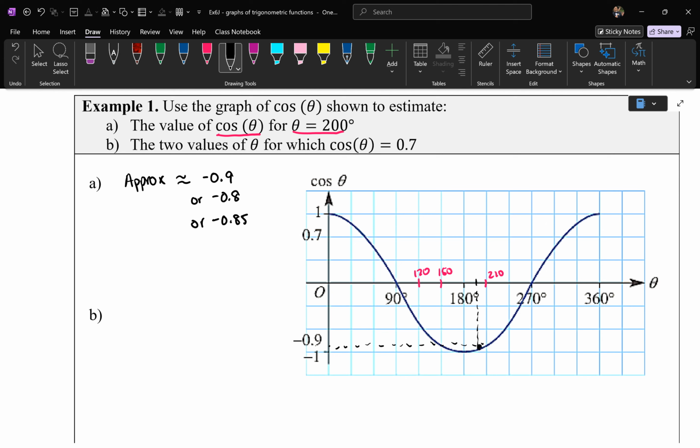The two values of theta for which cos of theta equals 0.7. So what they're saying is, what angle for this cos function equals 0.7? If I'm looking at it, 0.7 is over here. There are only 2 points that I can see on the graph, this point right here and this point right here. That's when cos is 0.7.